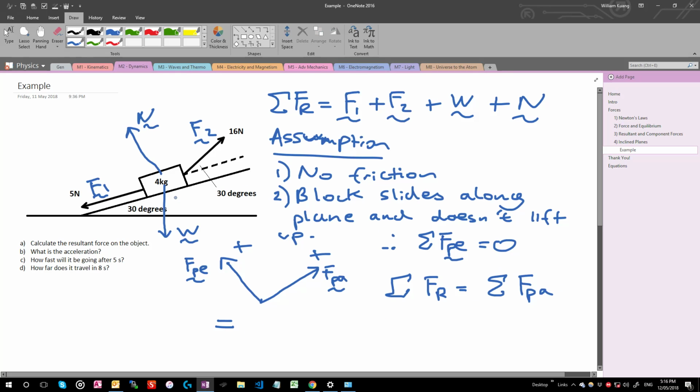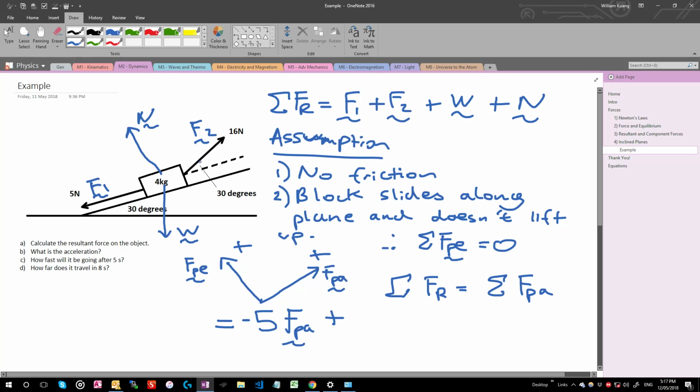If we consider F1, it's completely in the parallel direction. So this 5 newtons, we put a negative at the front here because I said this was positive. Because it's in the opposite direction, which is down the plane, it's going to be negative. I'm still going to write the components, so I'm going to say F_PA just for accuracy. Then I'm going to move on.